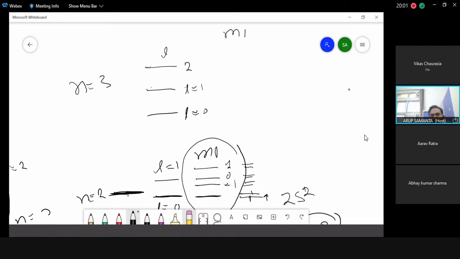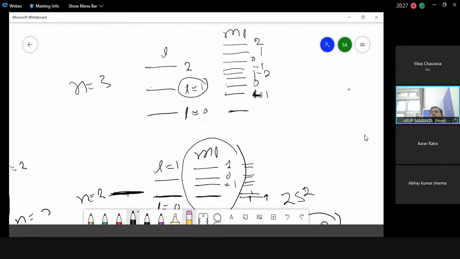For L equal to 0, if you want to discretize the ml value under a magnetic field, the azimuthal quantum number will generate it. So L equal to 0 remains a single level. L equal to 1 creates 3 levels, with ml values -1, 0, 1. Then L equal to 2 will generate 5 levels: 0, -1, -2, +1, and +2.